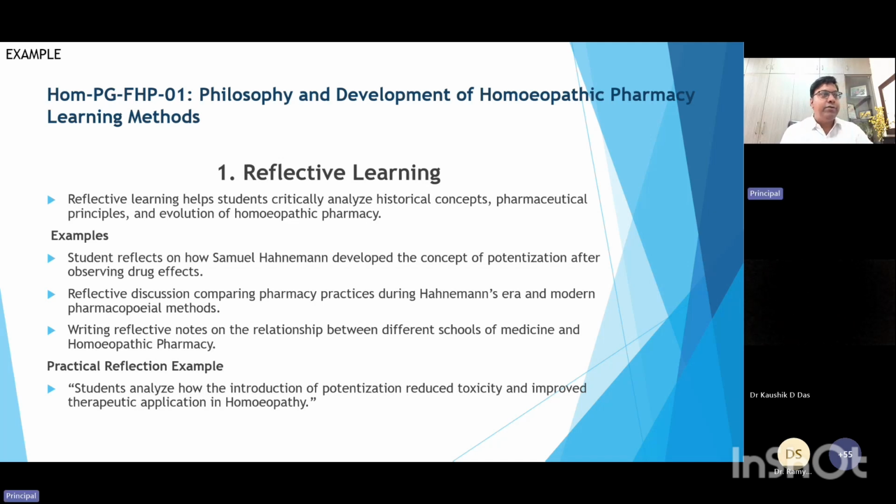Another example is reflective discussion comparing pharmacy practices during Hahnemann's era and modern pharmacopoeia methods. Practical reflection example: students analyze how the introduction of potentization reduced toxicity and improved therapeutic application in homeopathy.